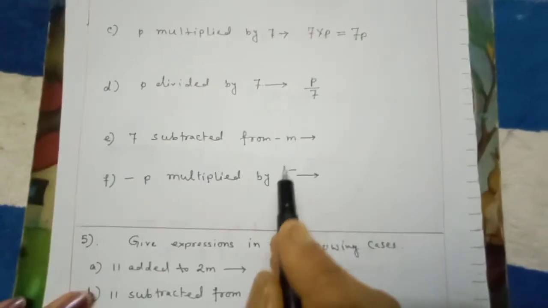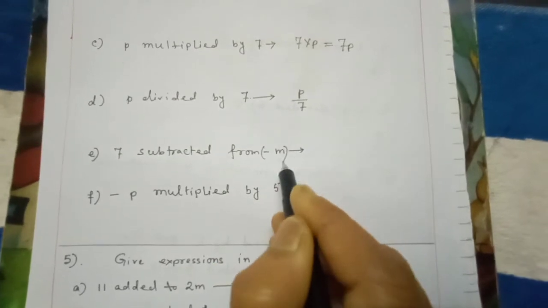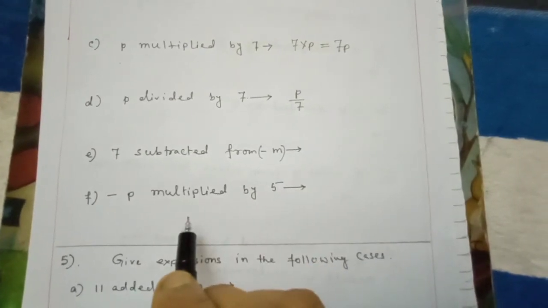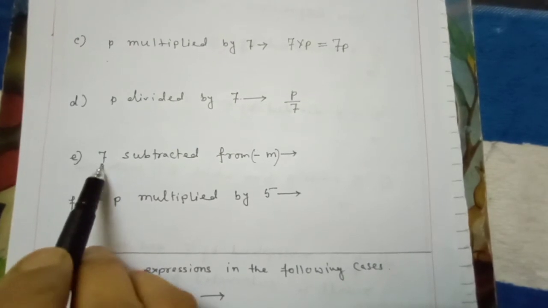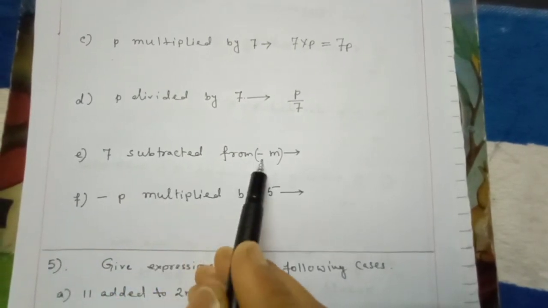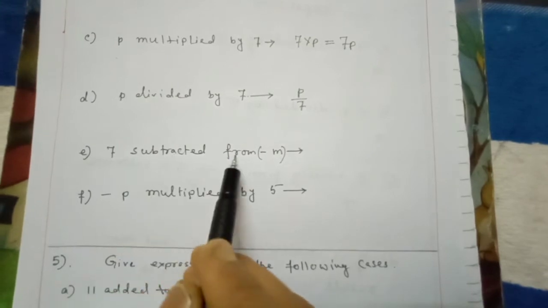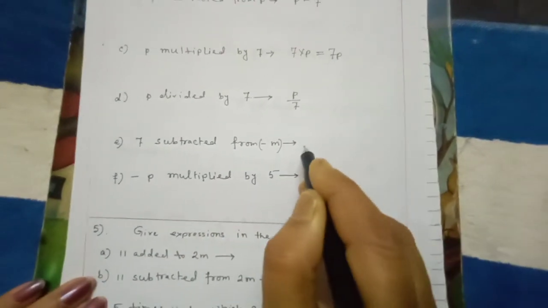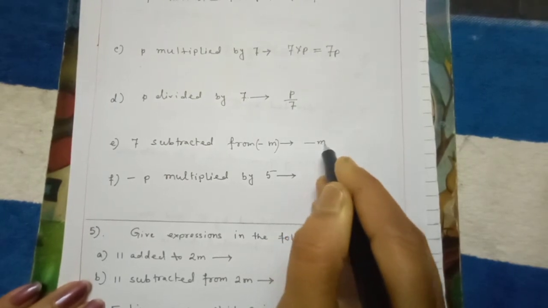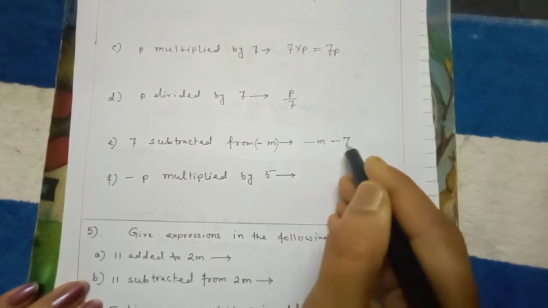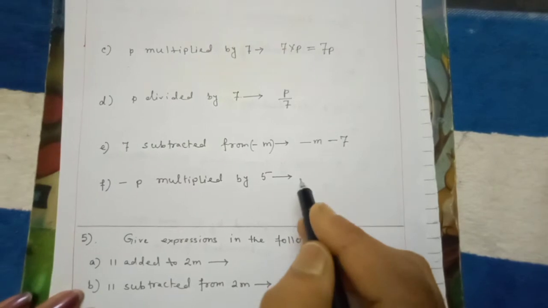7 subtracted from minus m. No, sorry. 7 subtracted from minus m. That means you have to subtract 7 from minus m. Minus m I have to write first, then minus 7. So the expression is minus m minus 7.